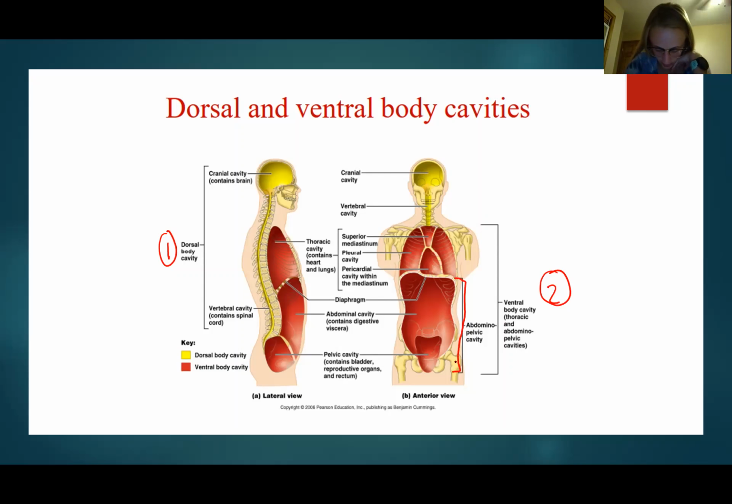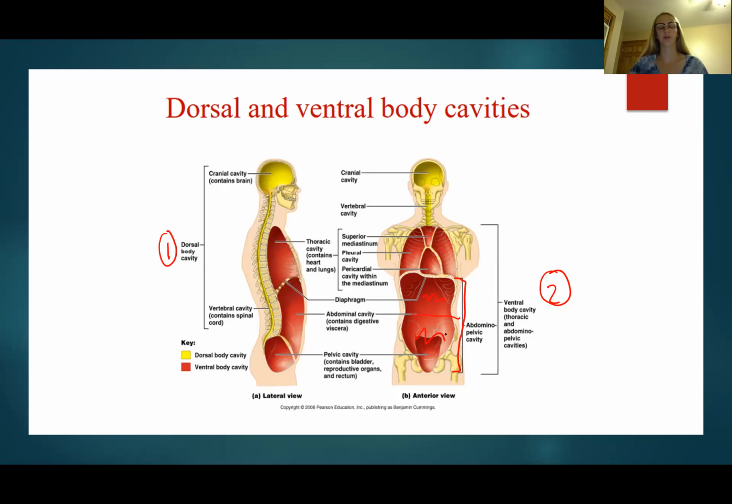This contains your, houses part of your digestive organs, and the abdominal part houses organs for reproduction, and the pelvic part, the lower part. So again, this is even kind of divided up. We have your abdominal organs up here and your pelvic muscles down here, but it's all classified together as the abdominopelvic cavity, which is part of the ventral body cavity.